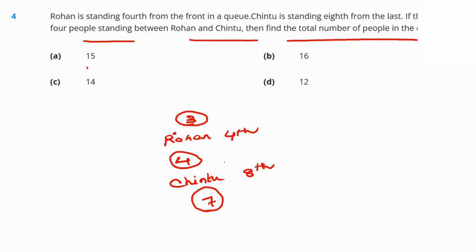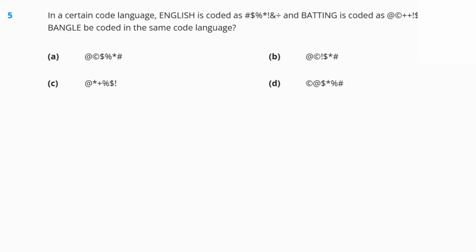So this is the sequence. How many total people are in the queue? 7 plus 3, 10. Plus 4, 14. Rohan 1, 15, and Chintu 1, 16. So 16 people in the queue. That's option B as our answer.